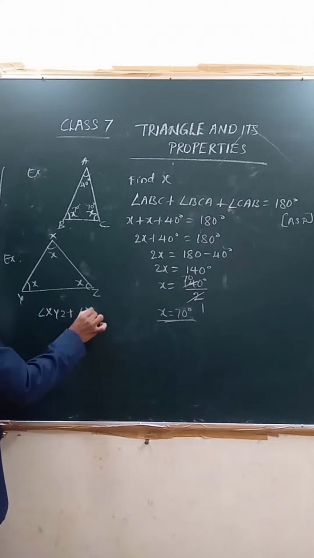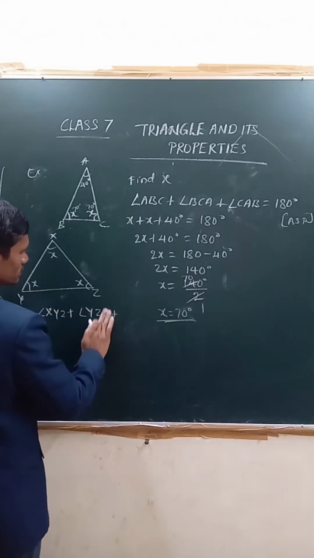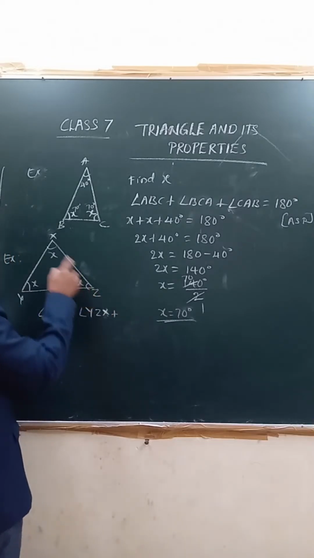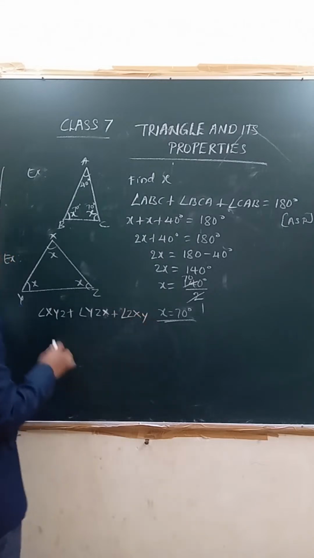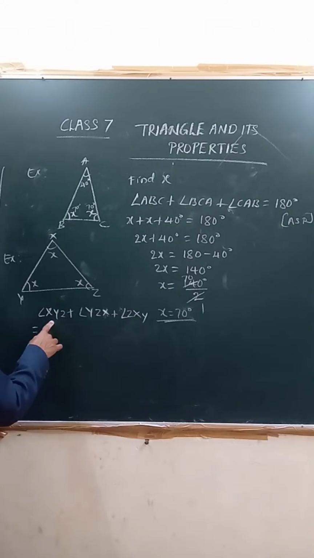plus angle zxy. You have to take, right? If you take this, angle xyz is all what? x plus x plus, wait, this we did not write, this side is equal to 180 degrees, right? Sum of all the angles.